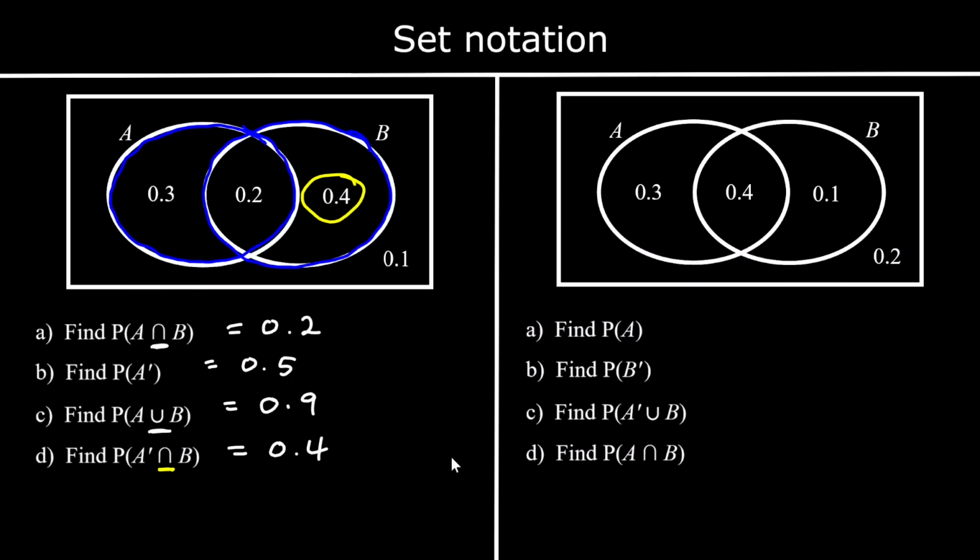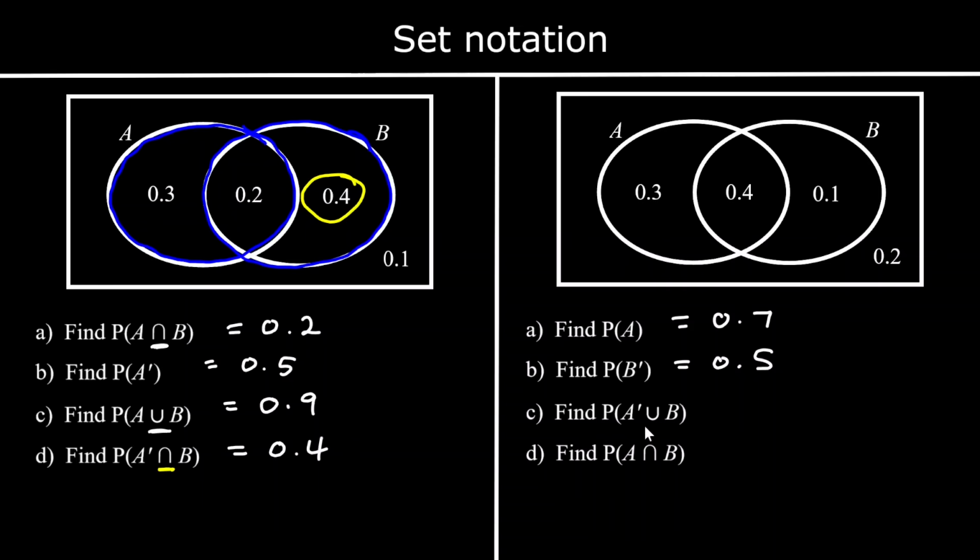One for you to try. See if you can give it a go. So the probability of A, everything that's A, 0.3 and 0.4, that's 0.7. The probability of not B, so B is the 0.4 and 0.1. This is the B circle. Everything that's not in that is 0.3 and 0.2, which is 0.5.